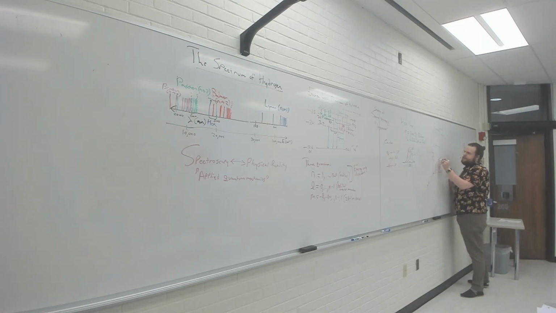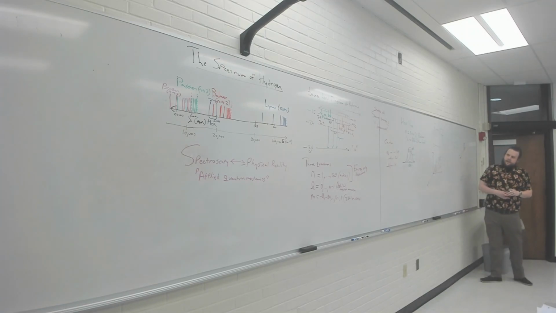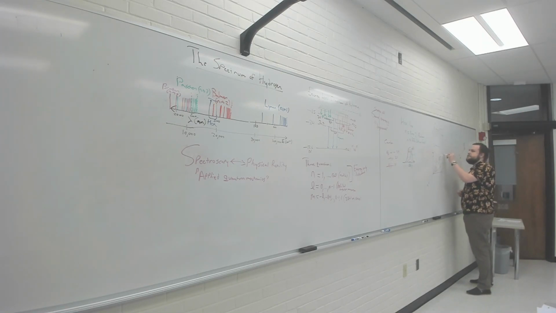Or we could get one that looks like this, L plus S, like that. Right, so what that means now is that there are two options per L state for S equals 1/2. There's L plus 1/2 and L minus 1/2.